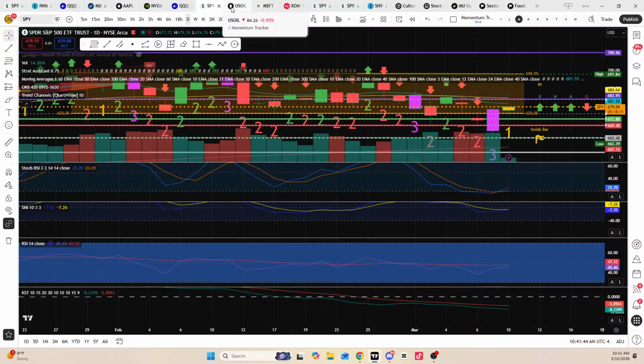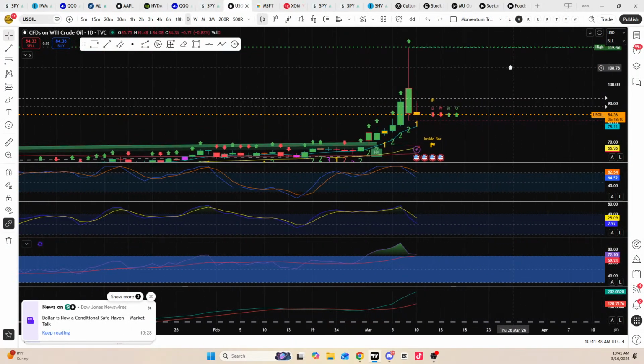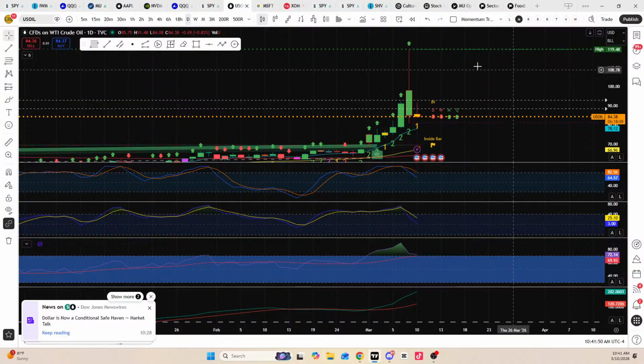And let's look at some momentum. Let's look at what oil's doing today. What is oil doing? Is oil still tanking? Oil came down crazy. Look at this wick. That is ridiculous. Ridiculous.